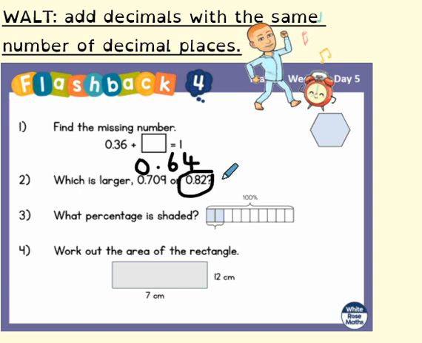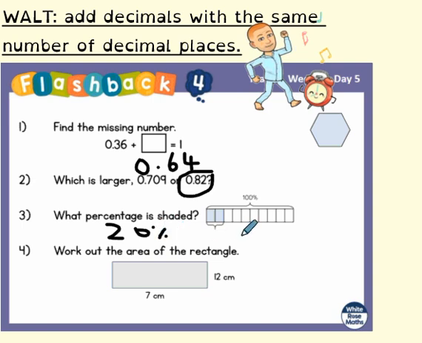Question 3. What percentage is shaded? I have a bar which is labelled 100% and it's broken up into 10 equal sections. Each section, therefore, if I divide 100 divided by 10 means that each individual section by itself represents 10%. Because the bar has 2 shaded in, it's 2 lots of 10%. 10% add 10% would give me in total 20%. So 20% is the value shaded.